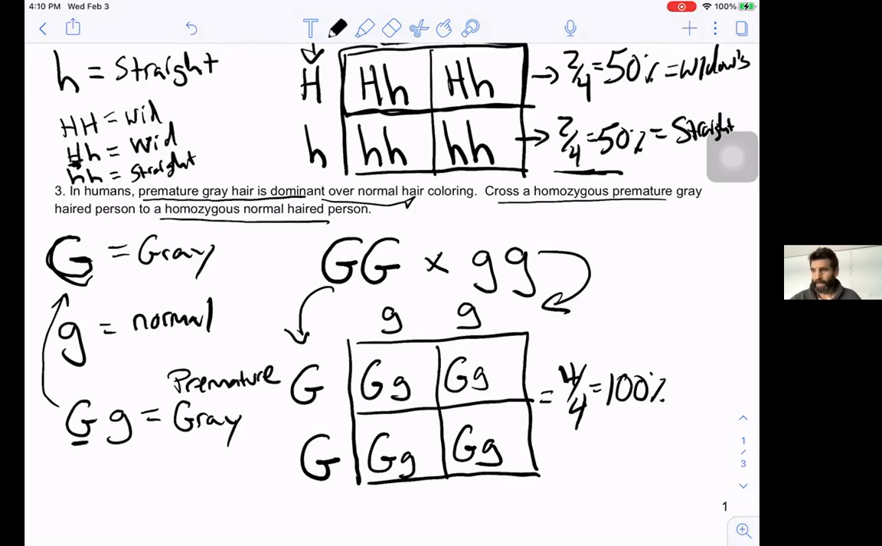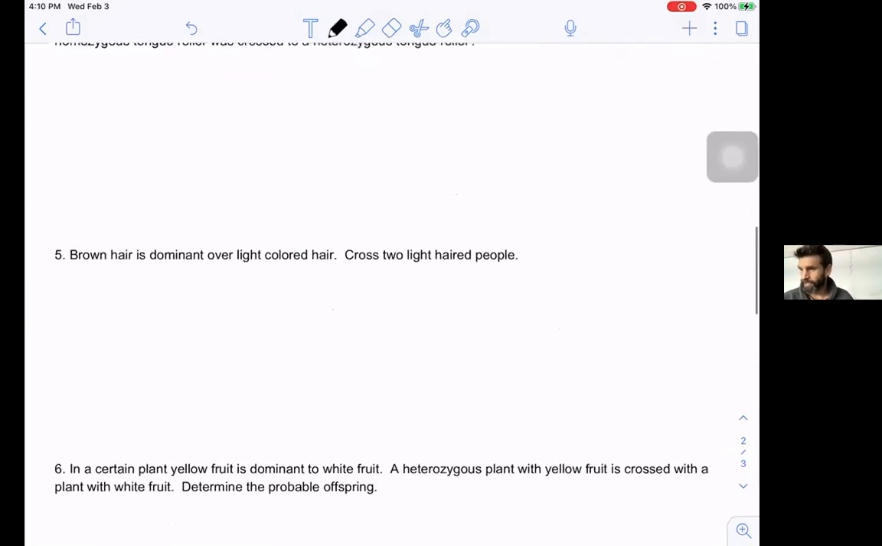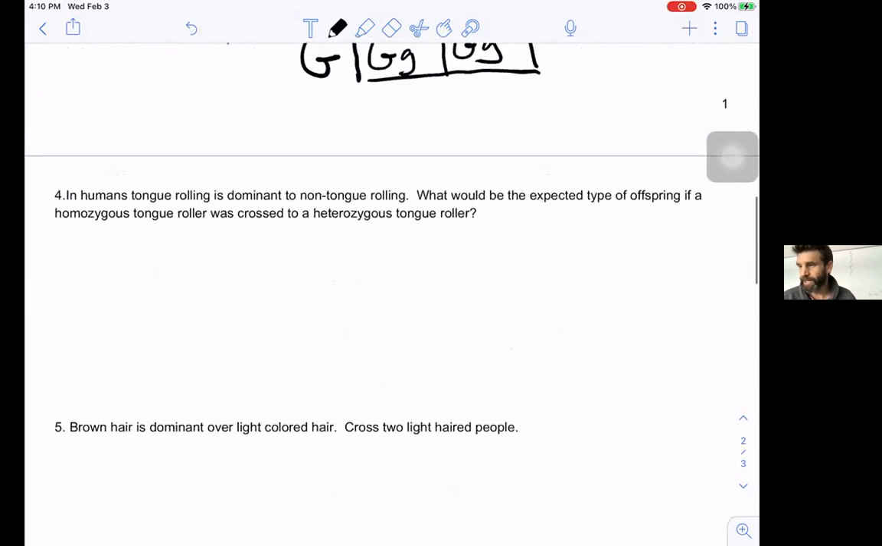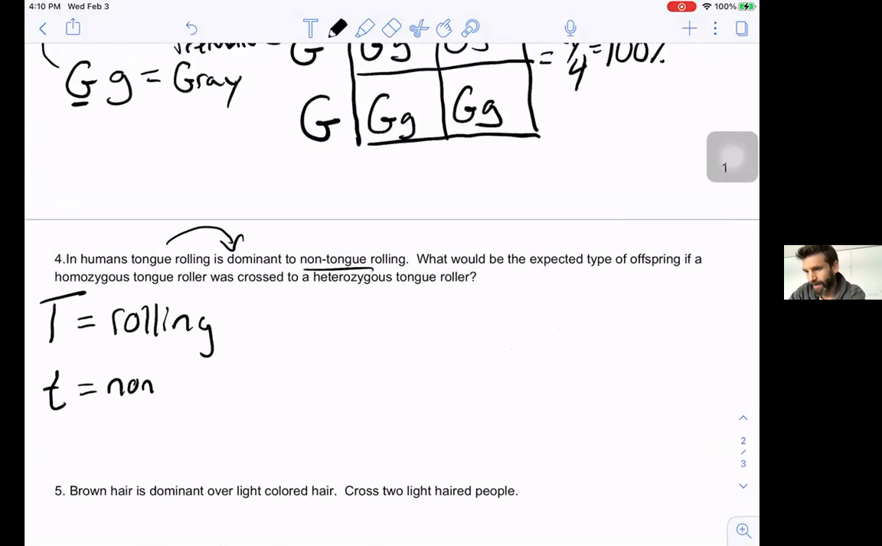Okay? Let's try another one here. We got a few more in here. Wow, there's a bunch of them here. So let's try tongue rolling. That's where you can make your tongue fold in half. So tongue rolling is dominant. So I'm going to call this big T equals rolling. And non-tongue rolling is the other version of the gene here. Little t is non-rolling.